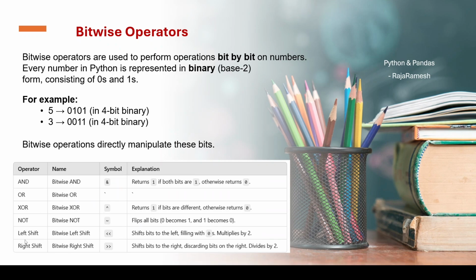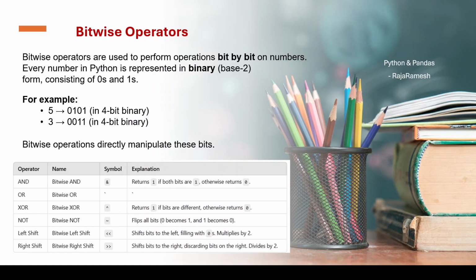We have not, left shift, right shift. So not is actually used to flip the bits from 0 to 1 and 1 to 0. And you need to remember here, even though it is flipping, Python uses 2's complement for negative numbers, so the output might be a little different. So you can practice with multiple examples by referring online. And left shift and right shift are there.